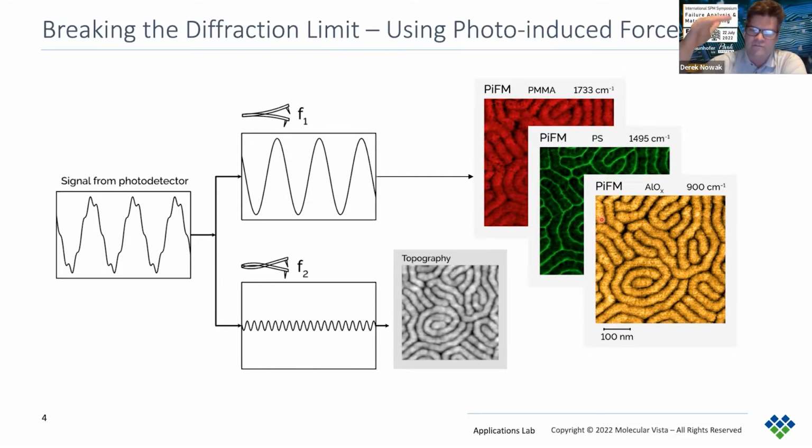So you can envision firing the laser at a similar frequency and then pulling out that modulation that's now happening on the end of the tip. And so just as an example, this will be where our PiFM images come from, giving us the chemical signature of the sample.